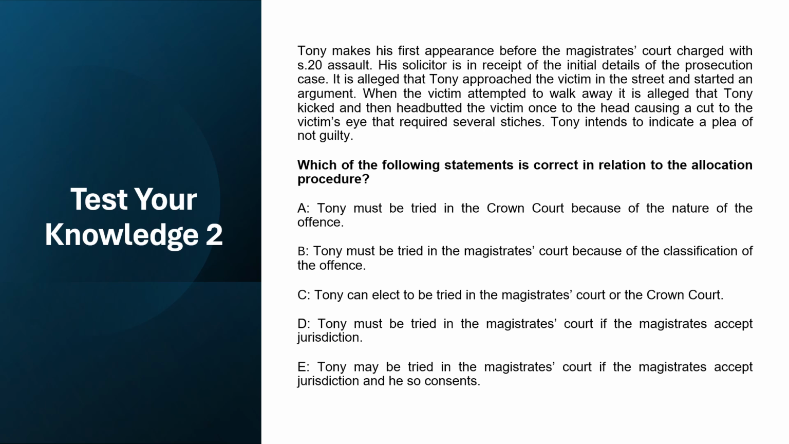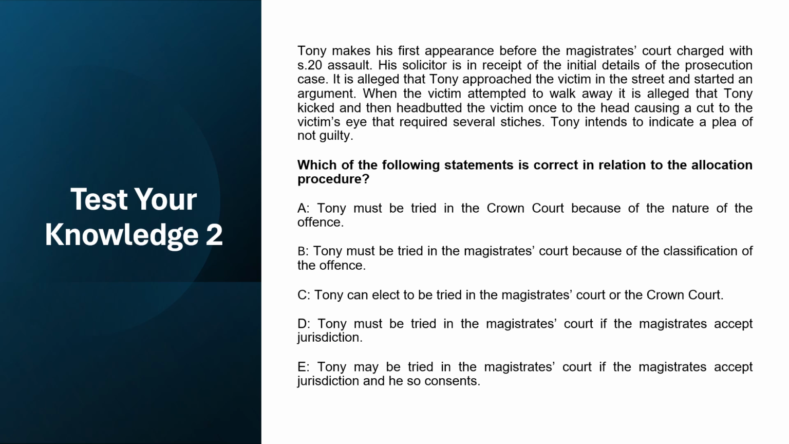When the victim attempted to walk away, it is alleged that Tony kicked and then headbutted the victim once to the head, causing a cut to the victim's eye that required several stitches. Tony intends to indicate a plea of not guilty. Which of the following statements is correct in relation to the allocation procedure? Is it A, B, C, D, or E?